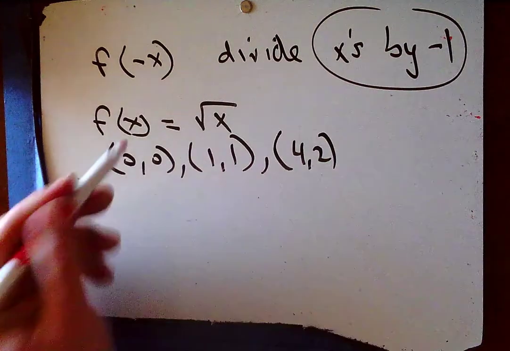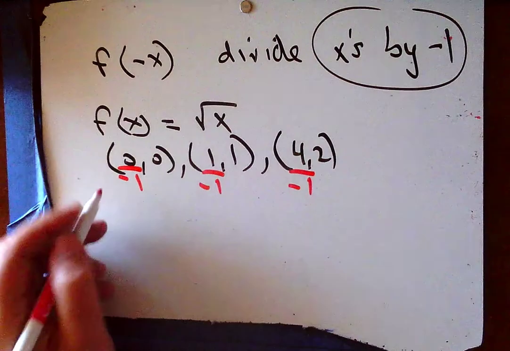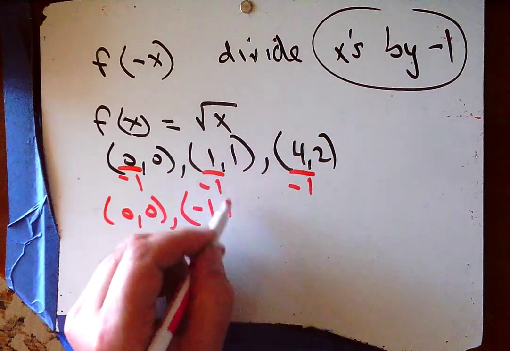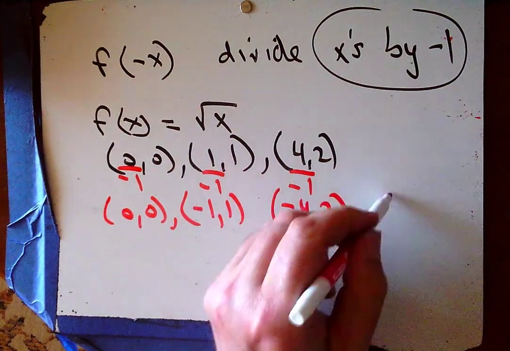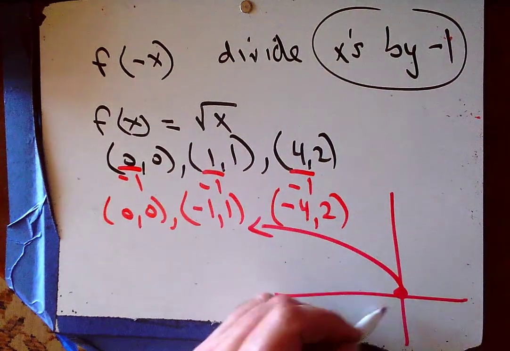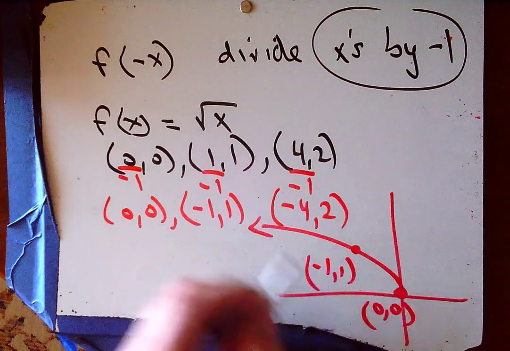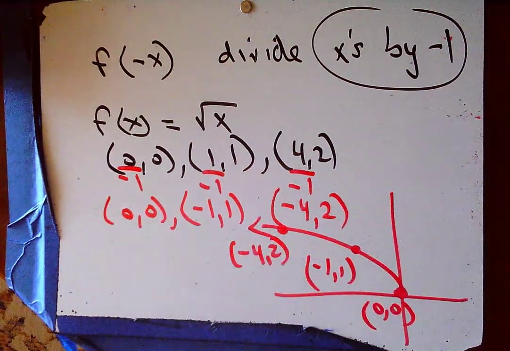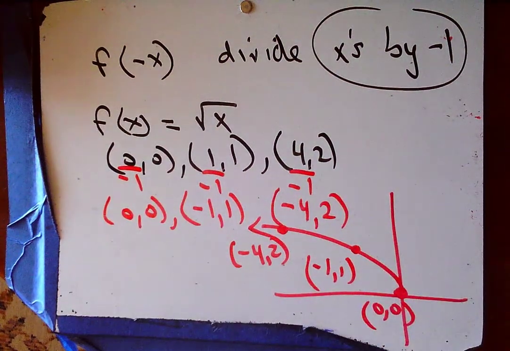So if I come back and divide these by negative 1, what do you notice about our new points? This stays 0, 0. This is now negative 1, 1. And this is negative 4, 2. What's my graph look like now? It looks like this. Passing through 0, 0, passing through negative 1, 1, passing through negative 4, 2. Remember, you have to label the points on the graph. It's not sufficient to have them somewhere nearby.